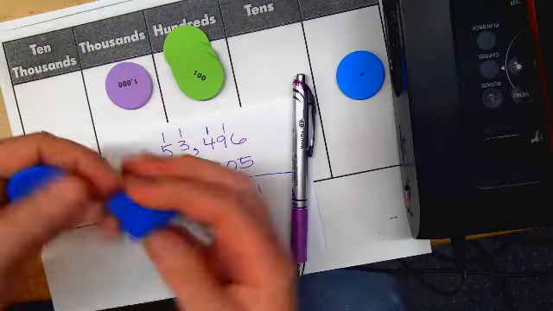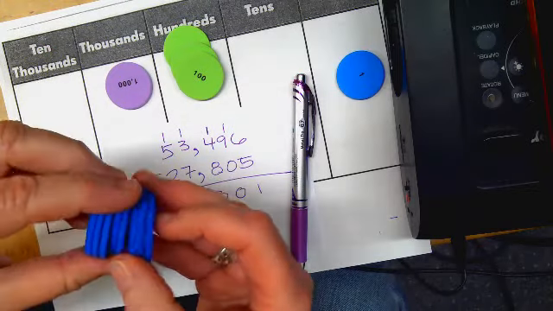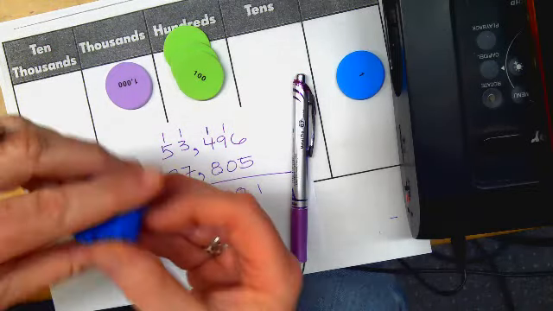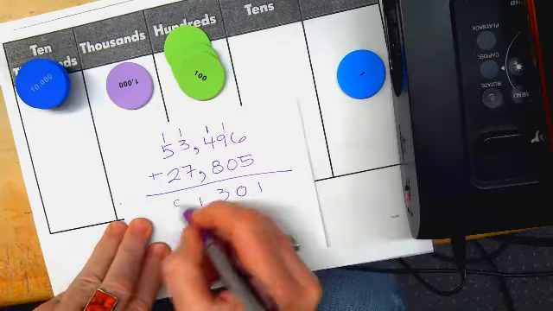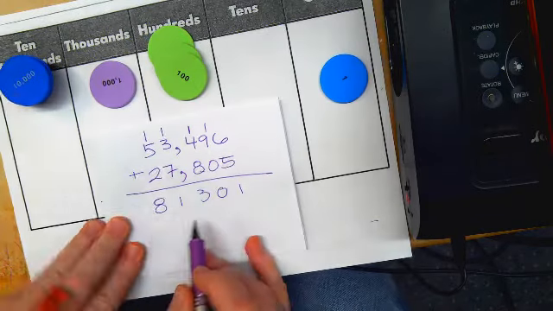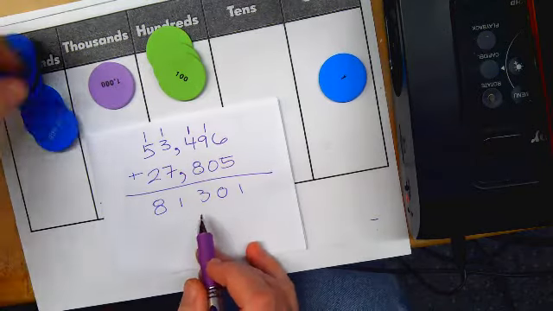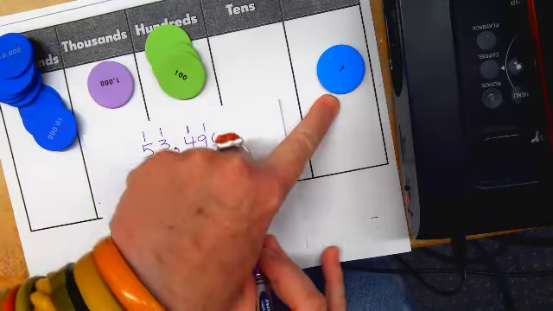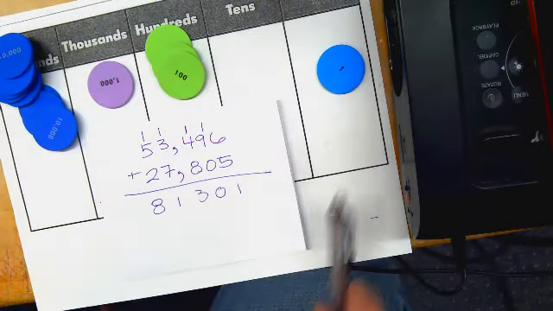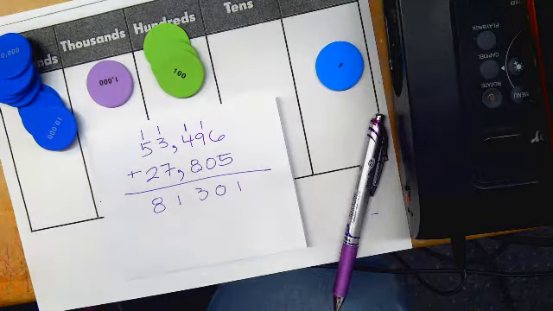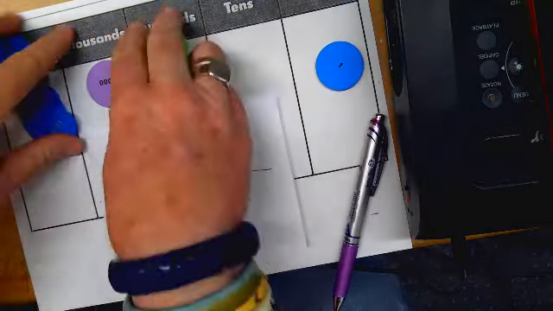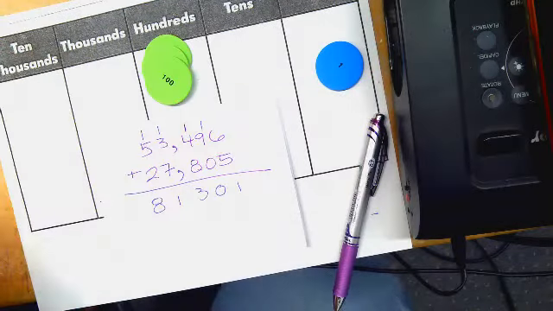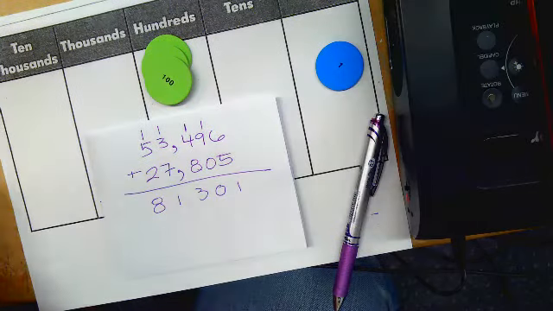Then I'm going to add 2. Boop. And when I total these up, it looks like it's going to be less than 10. I have 8. Okay. So my answer is 81,301. Right?